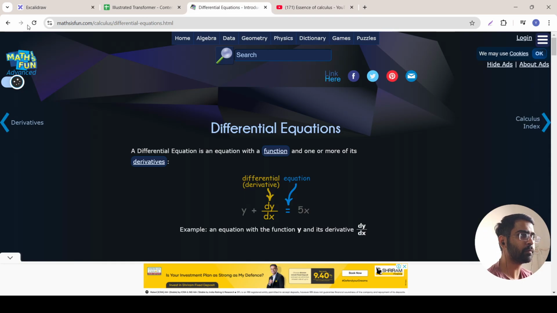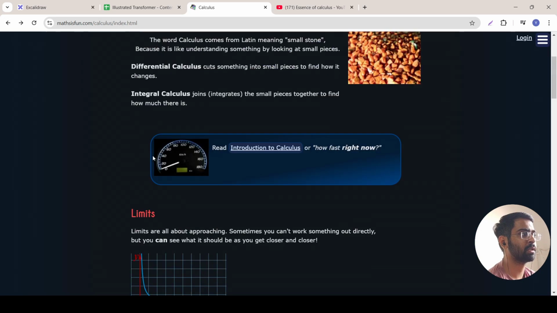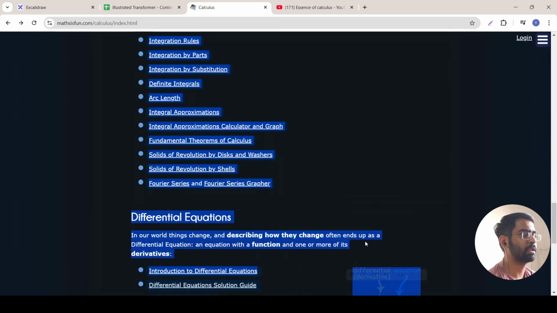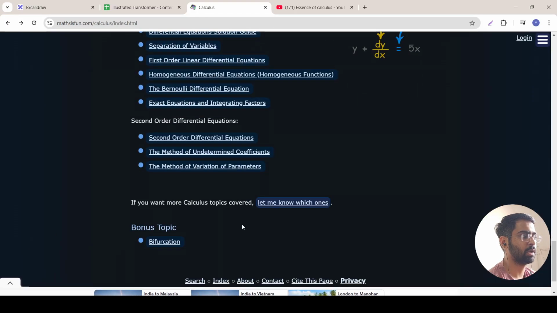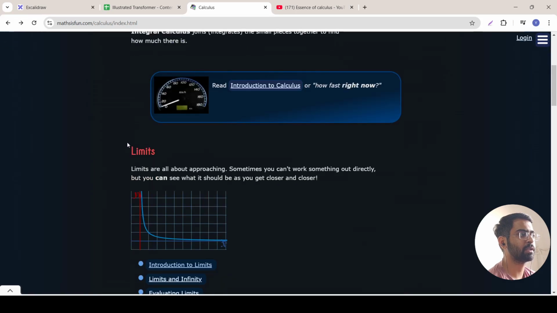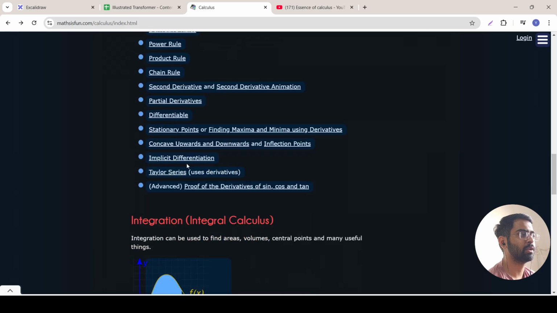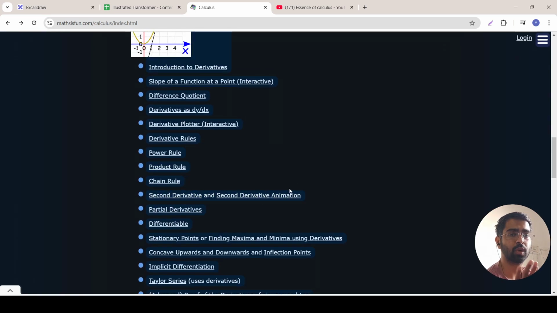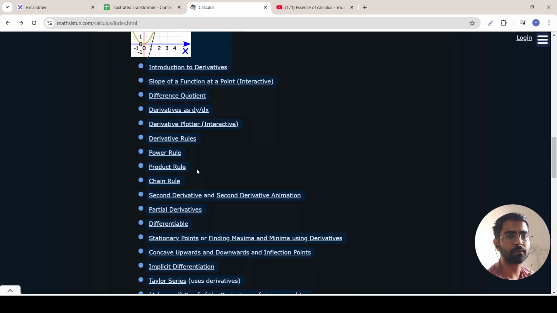Second is this website called Math Is Fun. This is also a beautiful website. They have all this lined up. The first term is limits, then derivatives, and there is some sort of chain rule, product rules. These are very familiar from our high school.